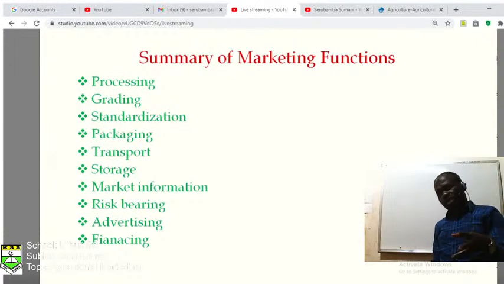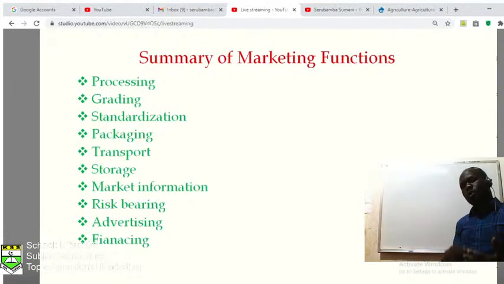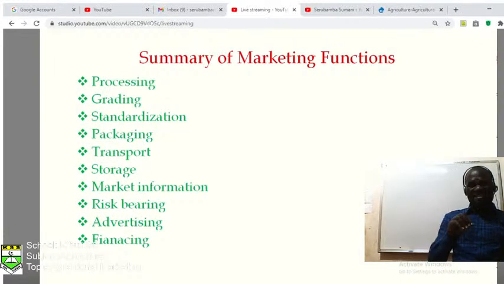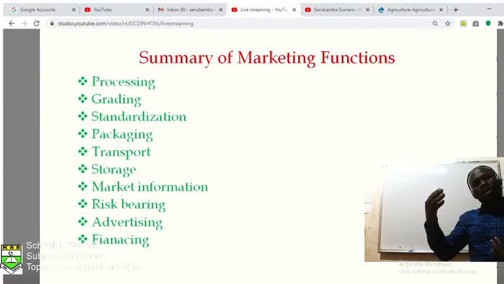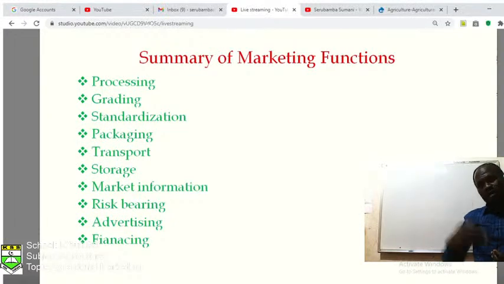Then transportation. We said products are produced far away in the villages, but they have to reach the market centers. How is that done? Through transport. They have to be moved from where you are producing them up to where they are going to be offered for final sale. Then there's storage, putting products in well-designed structures to avoid wastage, to avoid spoilage. Then market information, gathering information regarding prices, demand, and supply in different markets so that you get to know where you can offer your products best. And we always offer our products best at areas where they offer better money for the products.